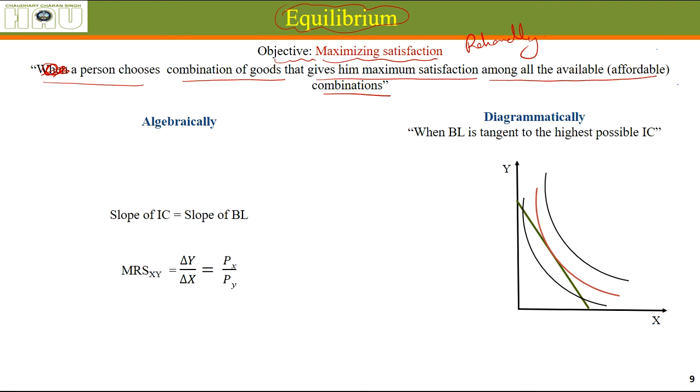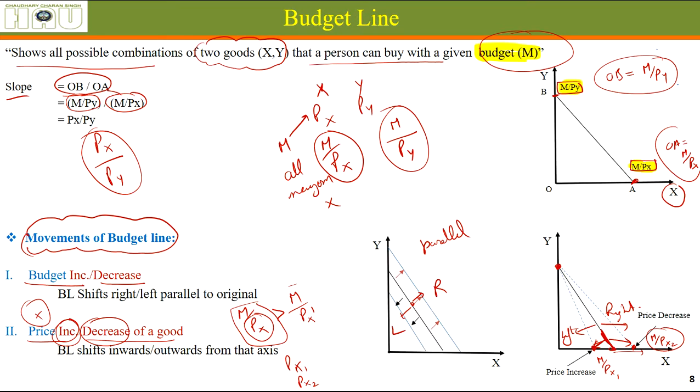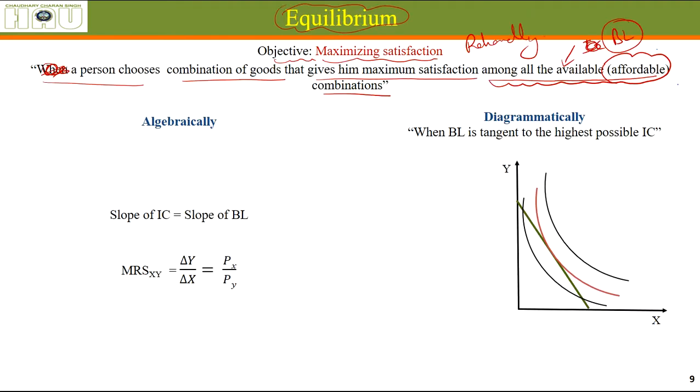So what are the combinations available to him? This is given by the indifference curve. And what is the quantity of money? What are the possible combinations he can buy? Among all the available or affordable combinations, they are shown by the budget line. The budget line shows all the possible combinations of two goods that a person can buy with the money he has. Alright, so this is the budget line.